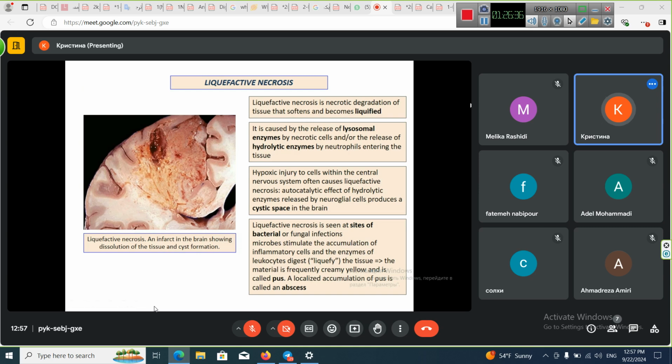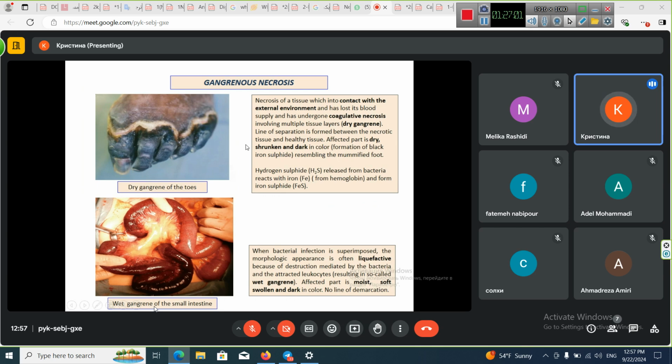Here we see the liquefactive necrosis of the brain tissue. So all this area shows us the area of necrosis. Here the tissue is dead, and the cavity starts to be formed in this place of dead tissue.